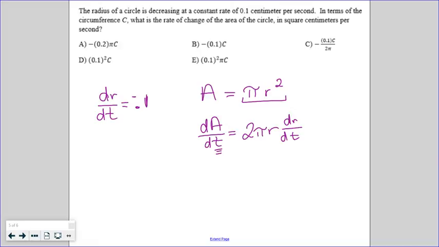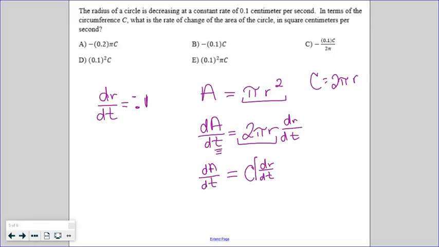So now let's go back to what I said we were going to address in the directions, and it said in terms of the circumference C. Well, C is 2 pi r. So I can replace this 2 pi r with C. Just doing a little substitution here because they wanted it in terms of the circumference.